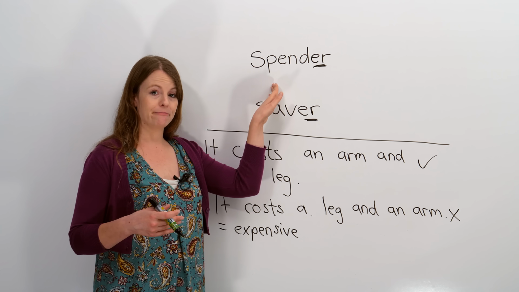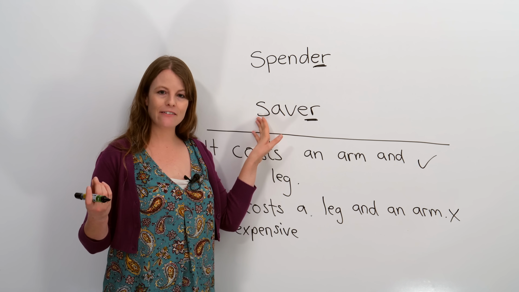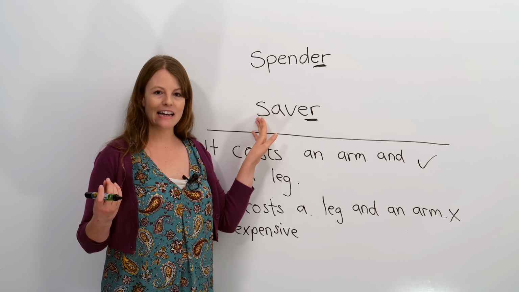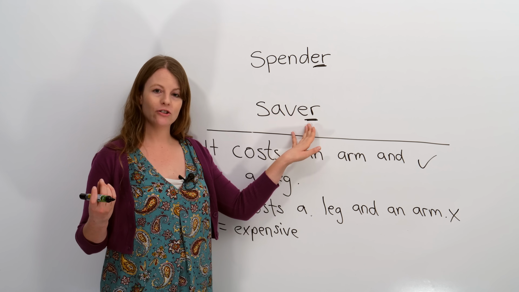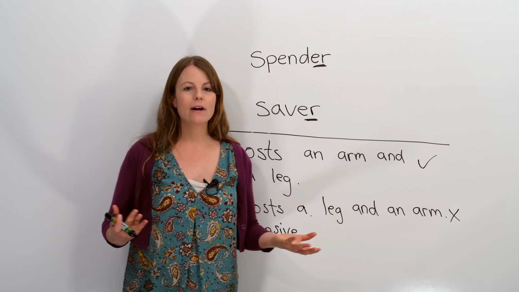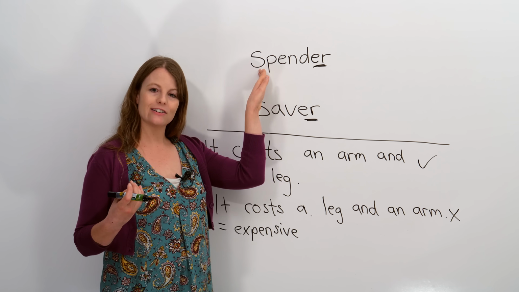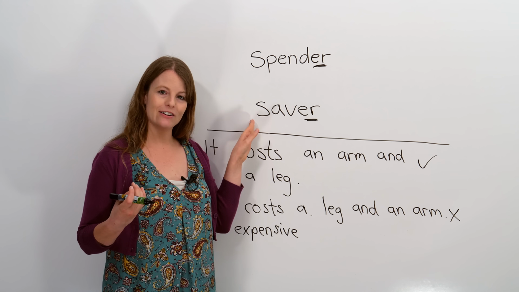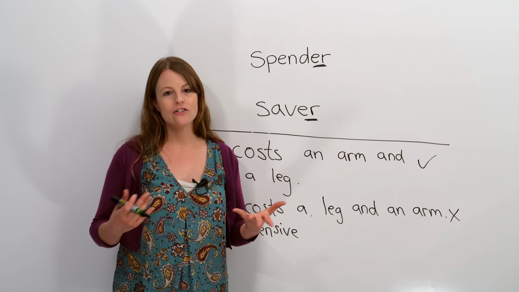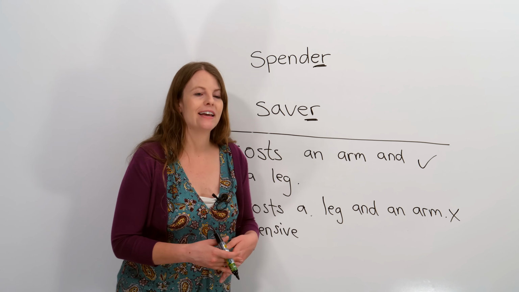So that's a spender. We also have this word saver. A saver is the opposite of a spender. A saver is a person who likes to save their money. So what I want you to do right now is just think, are you a spender or are you a saver or are you somewhere in the middle? These are great words to use when you're talking about money and personality.